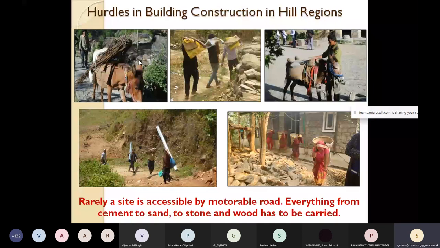And there are villages which are several days inside. So let's just think what kind of complications you get into. On the right-hand side, you see the sand being brought from the riverbed to the site. In the middle, you see the stones being brought from far away, from a ravine, to the site, where they are used. At the bottom, this is from Nepal, the CGI sheets are being carried.